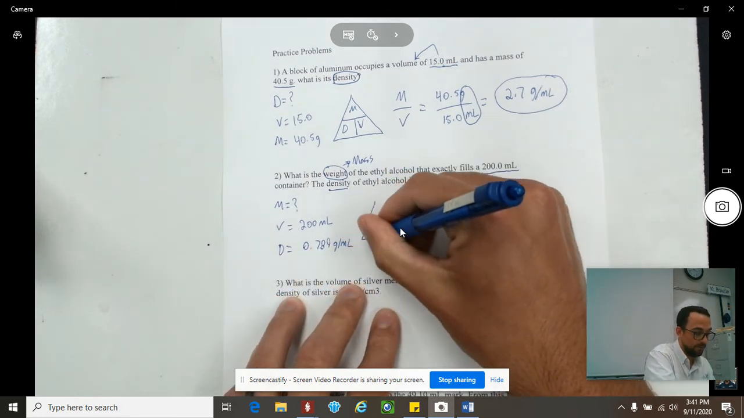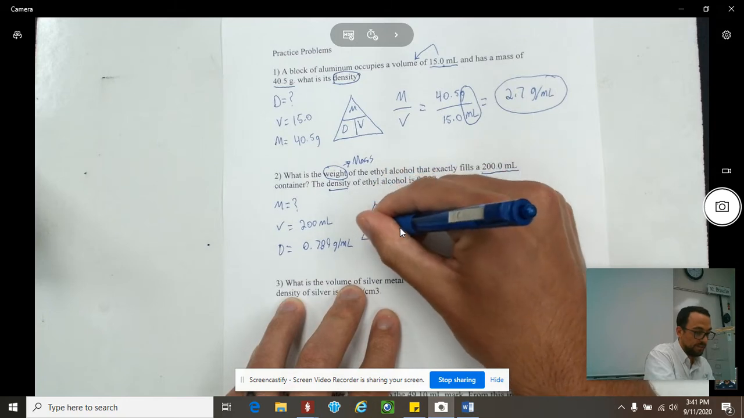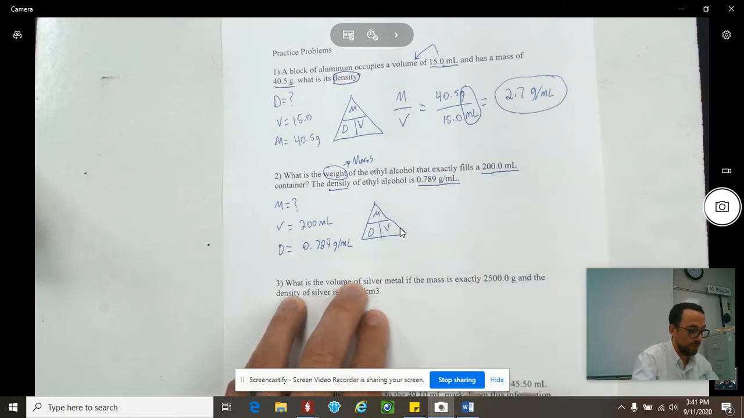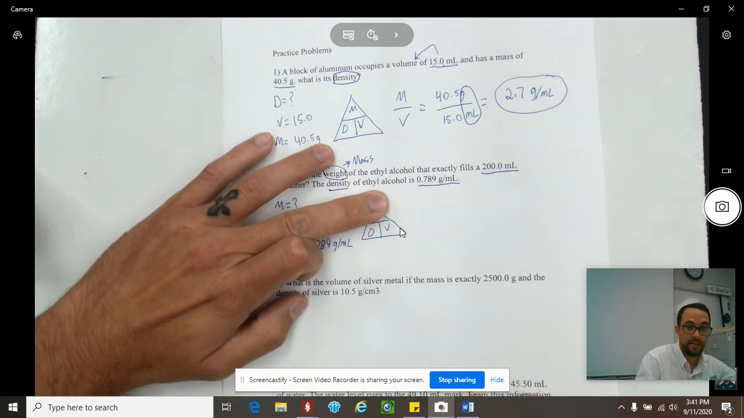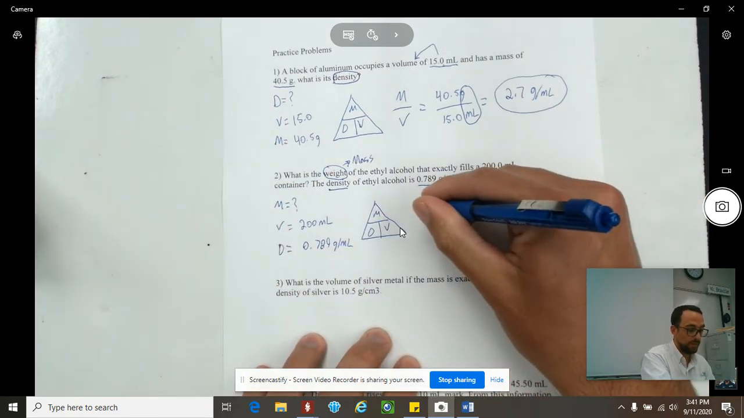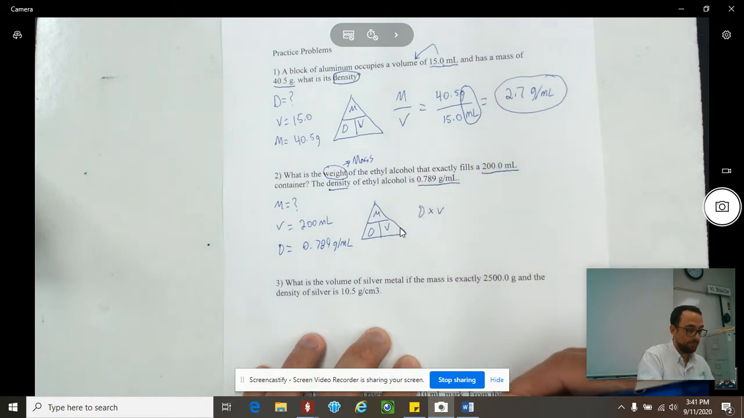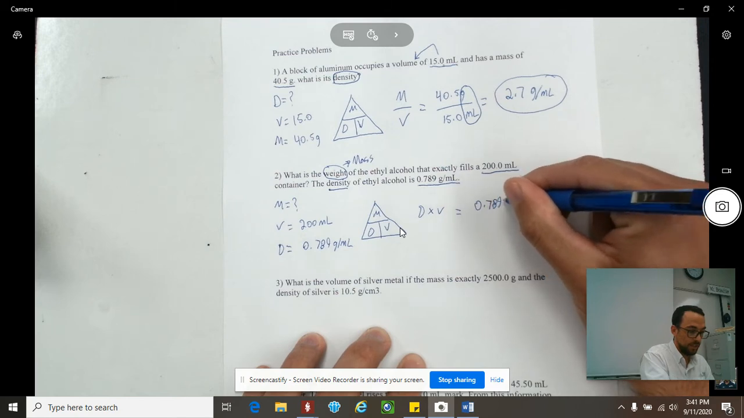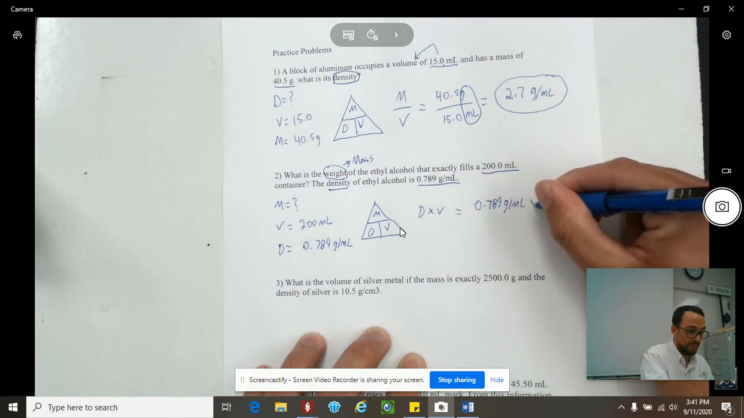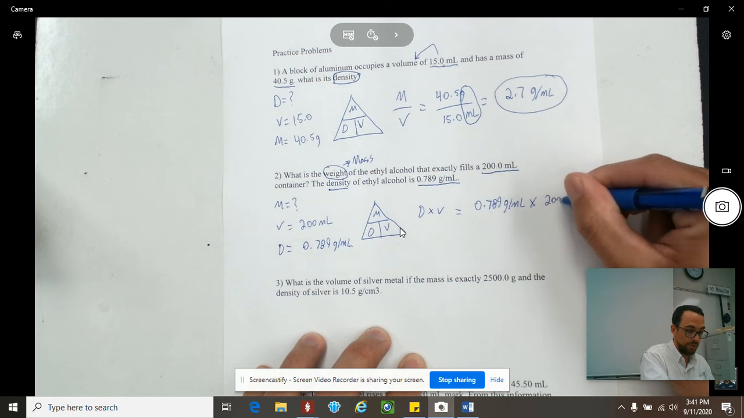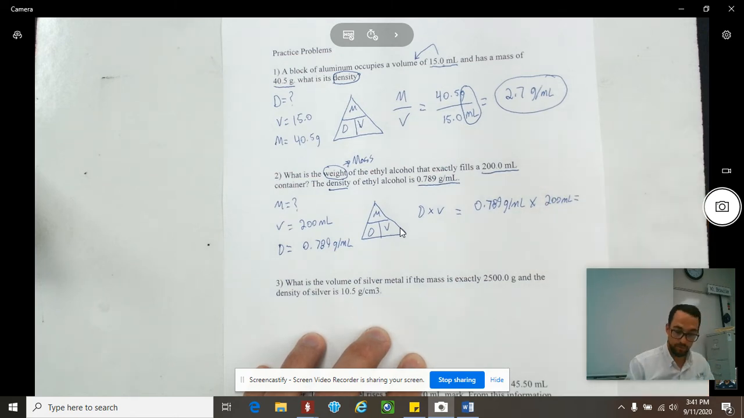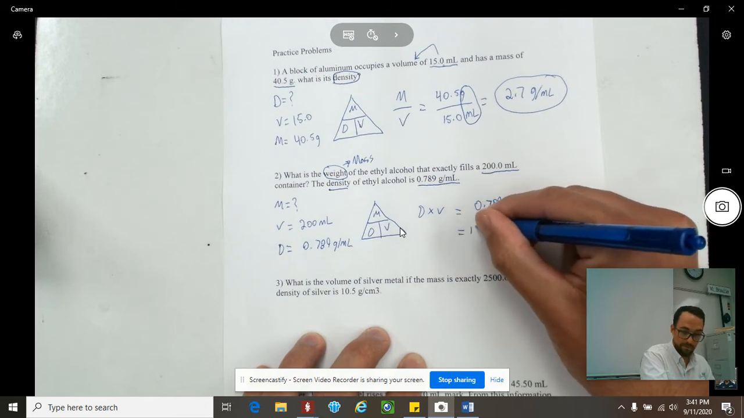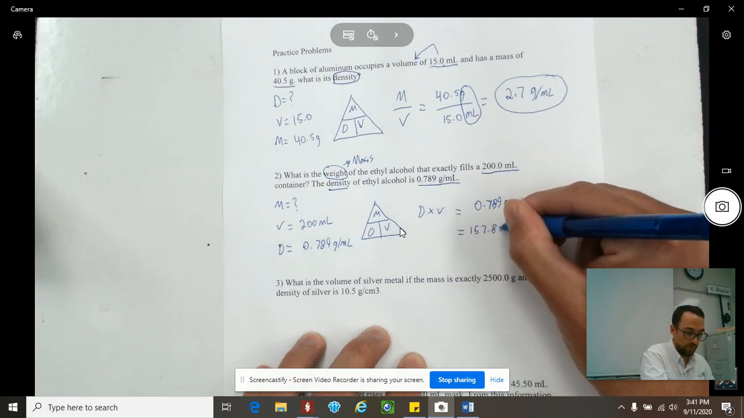So I do my triangle, D, M, V, okay? I cover up what I'm looking for. I cover up mass. If I cover up the mass, guys, it's D and V. So I'm going to multiply D times V. That's going to give me 0.789 grams per milliliter times 200 milliliters, which equals, if you put it in your handy-dandy calculator, 157.8 grams.